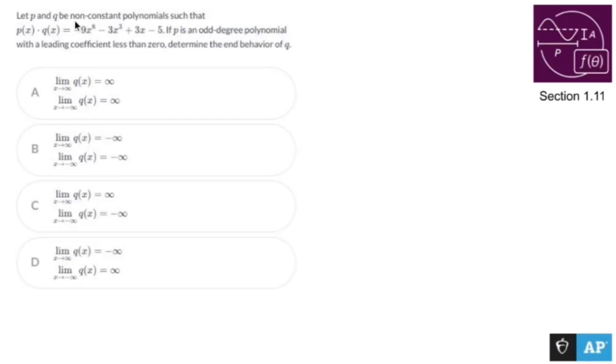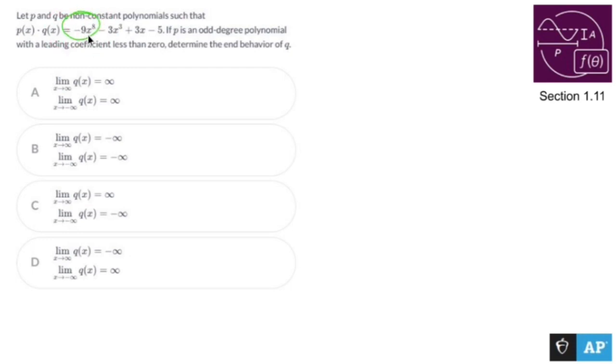Let P and Q be non-constant polynomials such that P times Q is that guy. If P is an odd degree polynomial with a leading coefficient less than 0, determine the end behavior of Q. All right. What's important here?